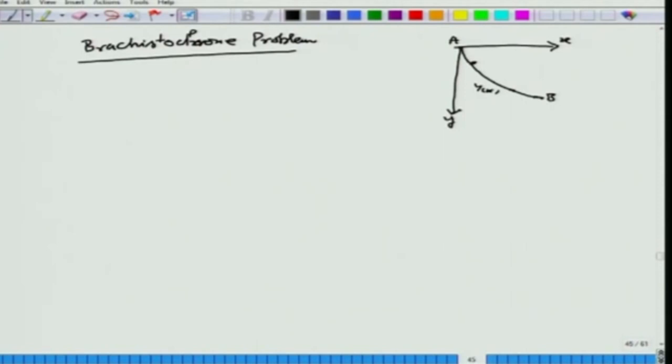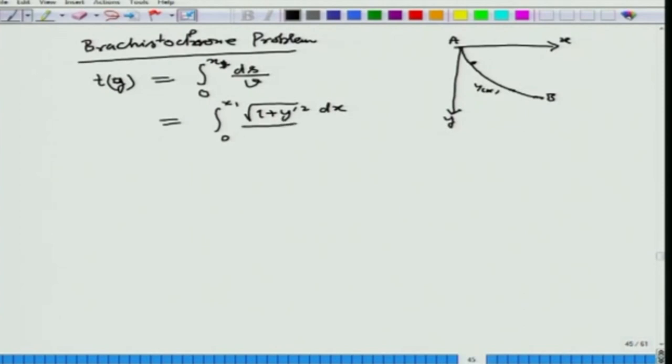So, we need to find the time, which we have already seen, this time t will be a function of y, and it is the integral from x 1 to x 2. Here anyway x 1 is 0, so 0 to some x 1 here, and this will be ds over v. And so, we will have this 0 to x 1, ds, we know that it is square root 1 plus y prime square dx, and v here.